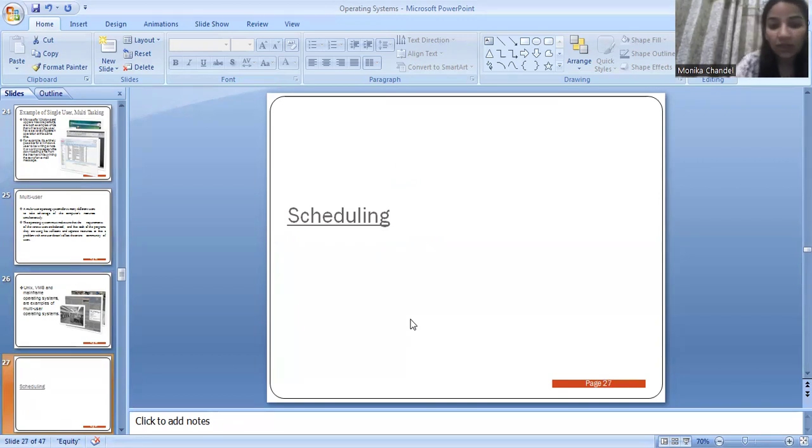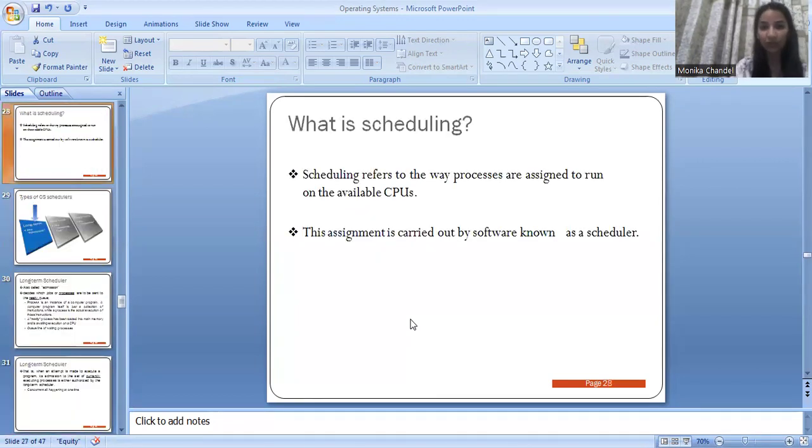Now, what is scheduling? As the name defines, scheduling refers to the way processes are assigned to run on the available CPU. Scheduling is a very important part of the operating system, so that the multiple programs that we give to the computer each have their own schedule to do the execution, save in the memory and give feedback to the user. This assignment is carried out by the software known as the scheduler. Our programs, or our jobs, are executed, finished, and saved to the memory by the scheduler.